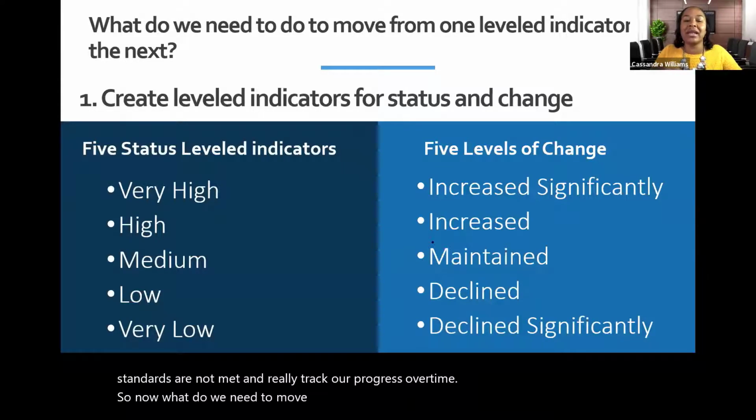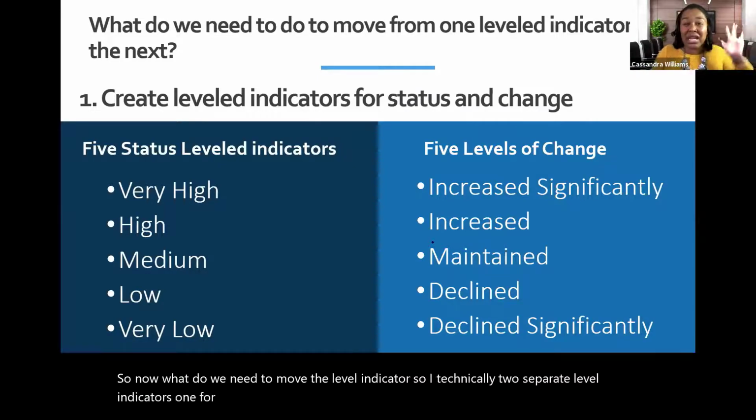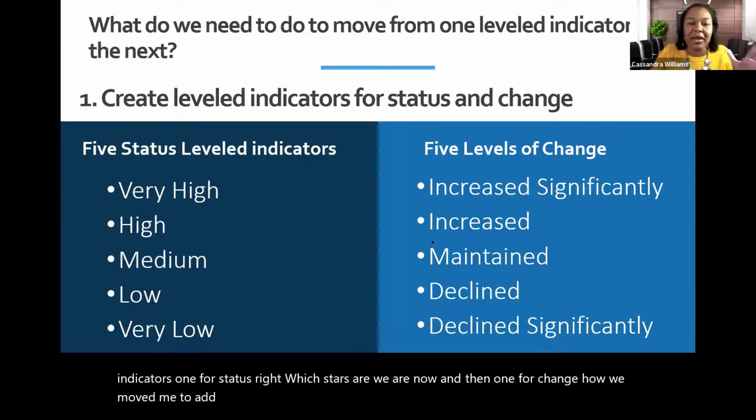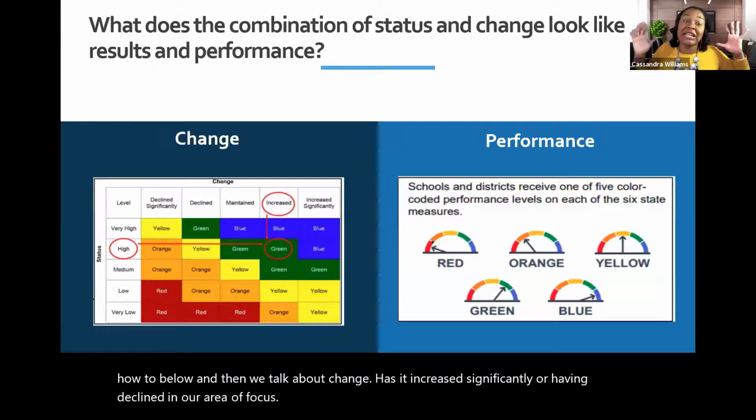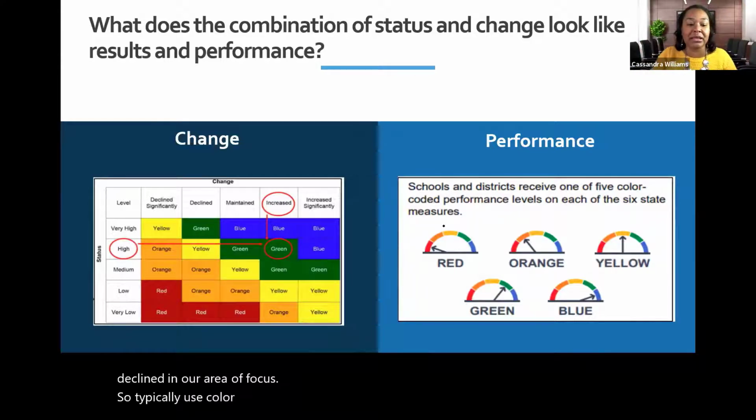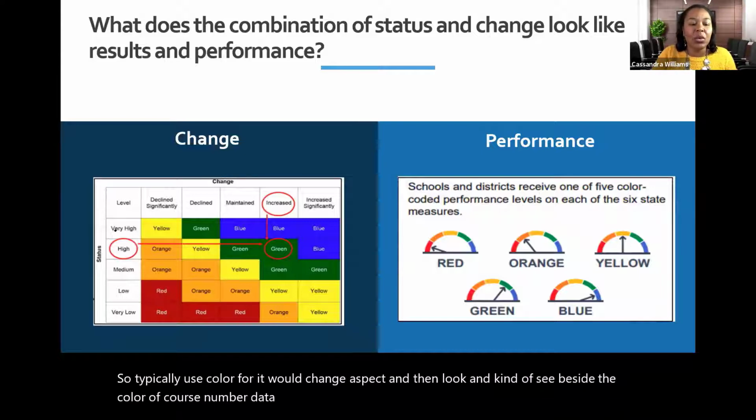So I tend to create two separate level indicators, one for status, right? What status are we now? And then one for change. How do we move the needle and how do we change? So here are the 5 categories that I've created, very high to very low. And then when we talk about change, has it increased significantly or have we declined in our area of focus? So I typically use color for the change aspect. And then I look and kind of see, besides color, of course, number, data, information, but color to see where we are moving the needle and have we improved.